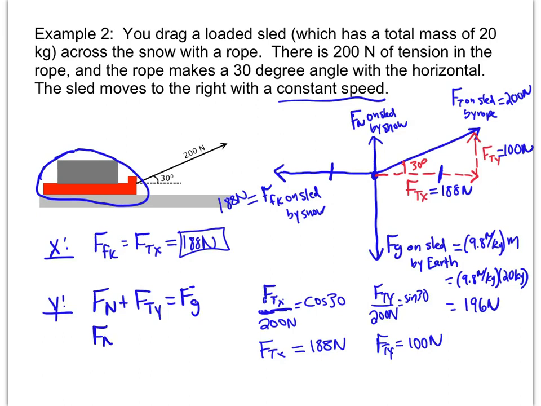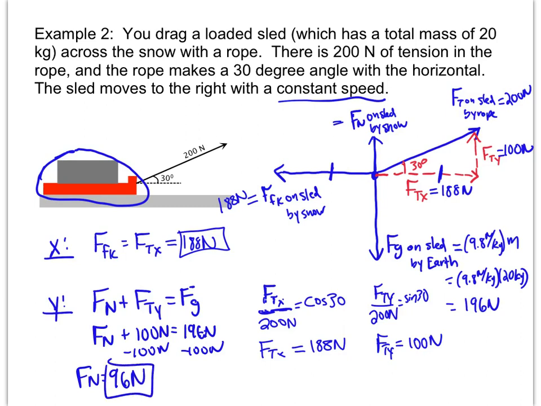Blank plus 100 is equal to 196 newtons. So that's how that goes. Solving for the normal force, let's subtract 100 from both sides, and we get the normal force is equal to 96 newtons. Okay, so let me get that on the force diagram.